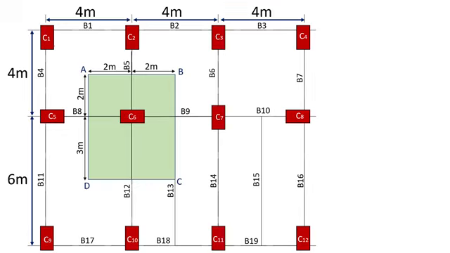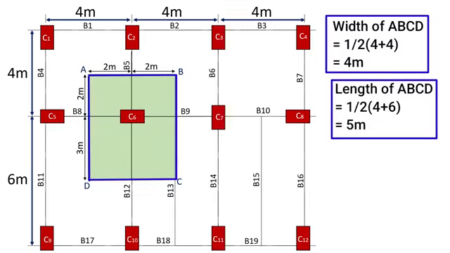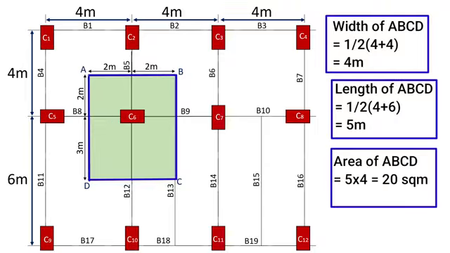The dimensions of area ABCD would cover half the length of its connected beams B8, B9, B5 and B12. Width of this area would be equal to half the length of B8 plus half of B9 and the total will be 4 meter. Length of this area would be equal to half the length of B5 plus half of B12 and the total will be 5 meter. Hence the area of ABCD would be equal to 20 meter square.